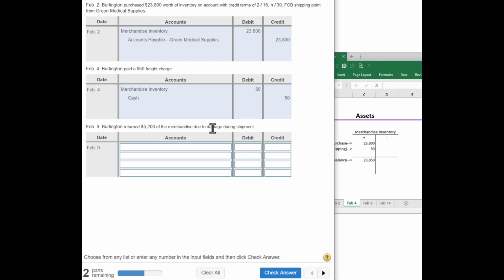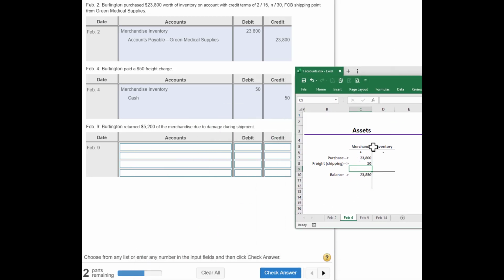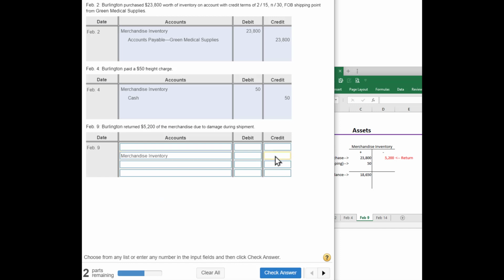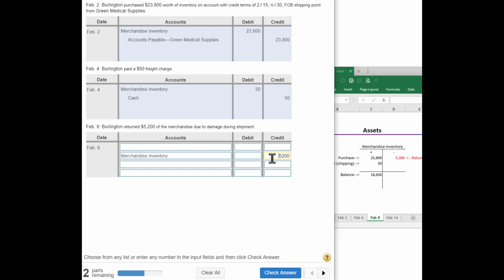$5,200 of merchandise due to damage during shipment. All right, so what's happening to our inventory account when we return $5,200 of it? Well, the inventory account is going down. So let me switch to February 9th here. So this is a return. The return is lowering our balance of inventory. So because this is a credit, I'm going to just go ahead and do that first. Inventory going down, $5,200. All right, and then what is the other account?